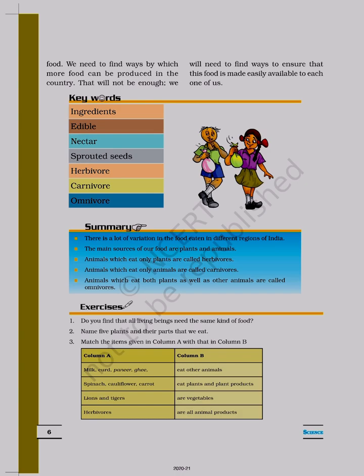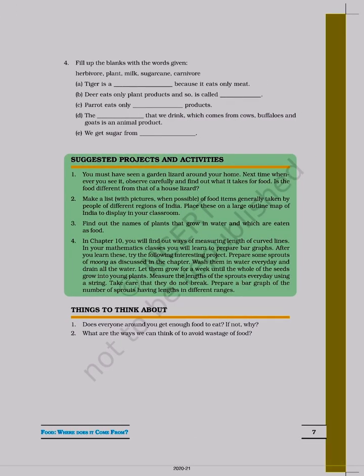Spinach, cauliflower, carrot. Lions and tigers. Herbivores. Eat plants and animal products. Column B: are vegetables, are all animal products. 4. Fill up the blanks with the words given: herbivore, plant, milk, sugarcane, carnivore.